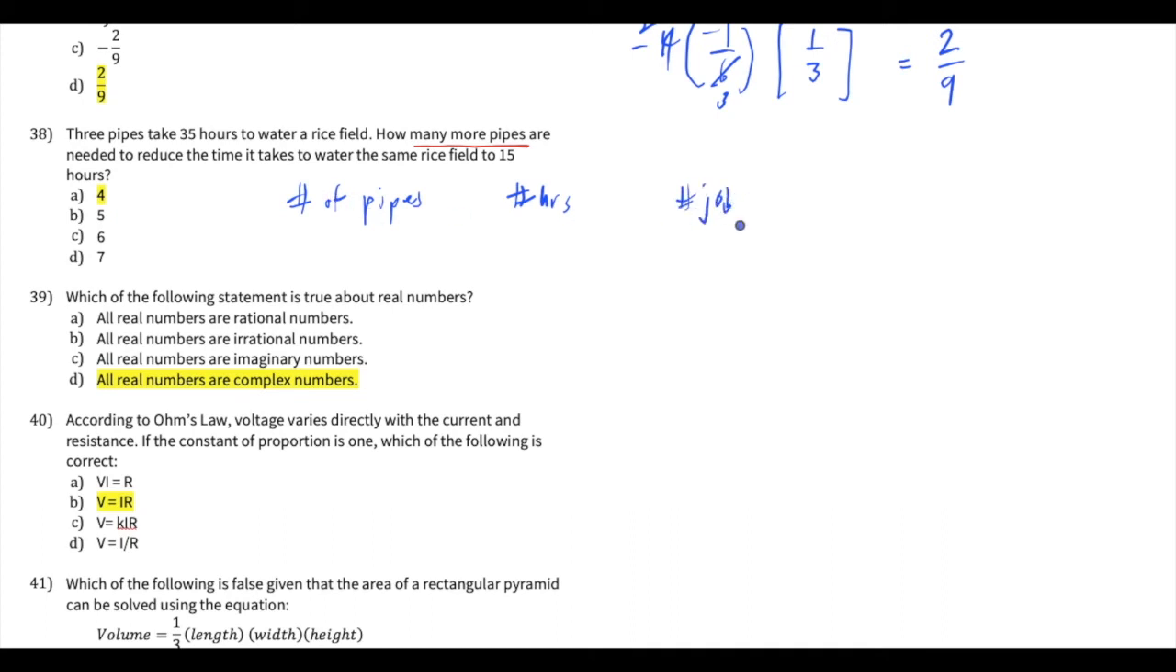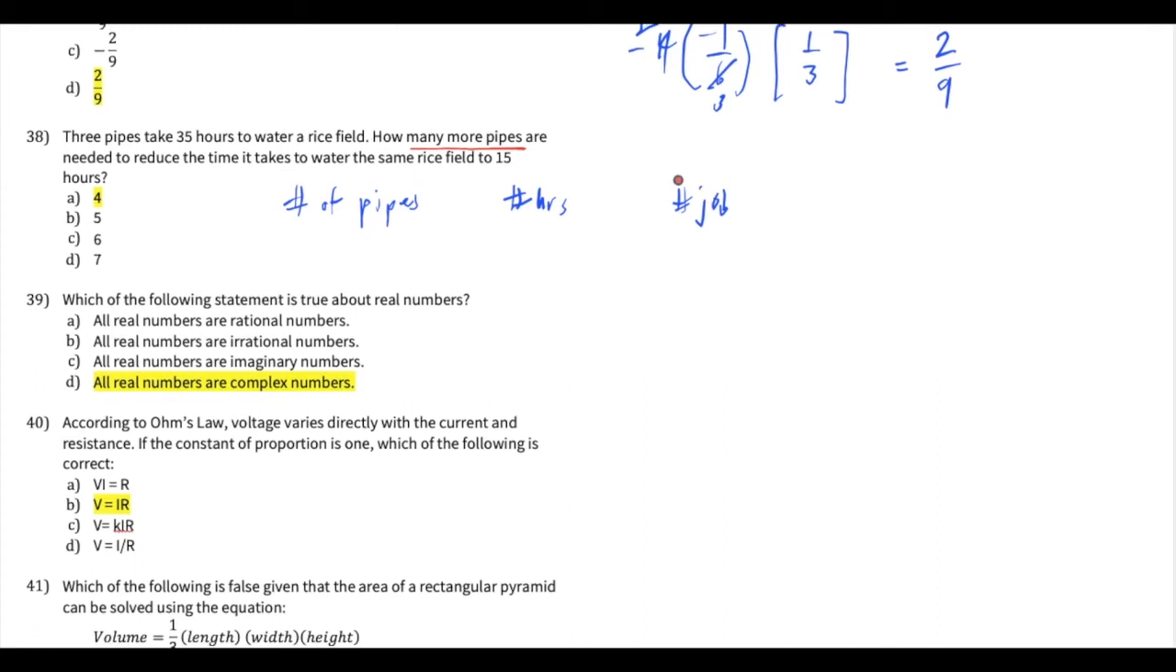Okay? Among the three, ano yung constant? Ito, number of job. Pareho lang na rice field. So, hindi mo na yan i-consider. Now, check the number of pipes versus number of hours. So, here, pag mas maraming number of pipes, dadami di ba yung number of hours? Hindi. Bababa. So, ibig sabihin, opposite sila. Ibig sabihin, you have indirect. Okay? When you have indirect, you multiply number of pipes times number of hours.